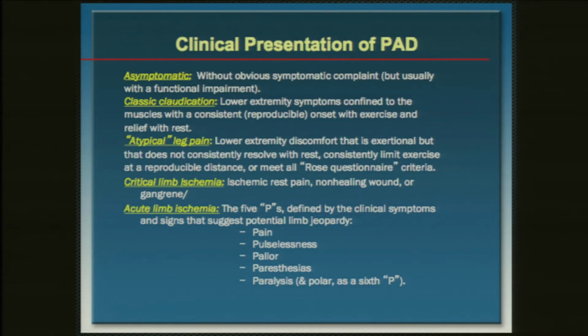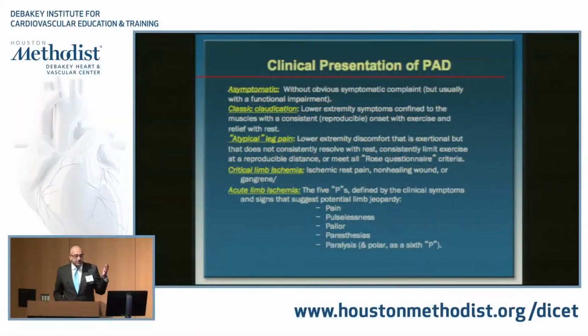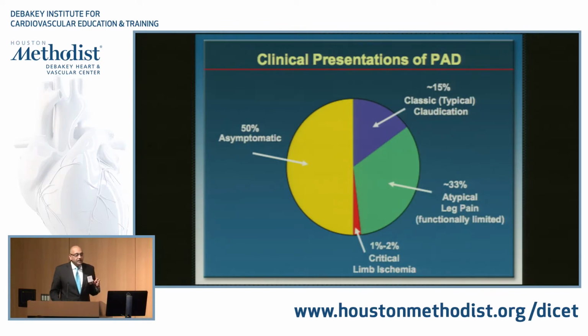Critical limb ischemia, or CLI, which is ischemic rest pain, a non-healing wound, or gangrene, and acute limb ischemia, which is the 5 Ps that Dr. Bavare talked about: pain, pulselessness, pallor, paresthesias, and paralysis. And there's polar, which makes it 6 Ps, which is cold. This is the heart attack of your leg. Okay, remember that.